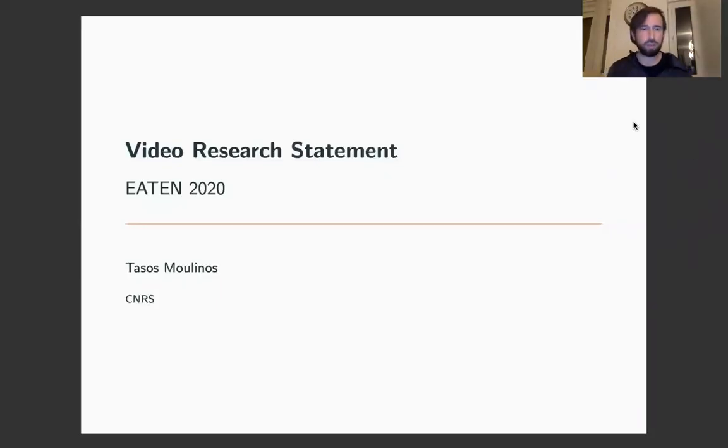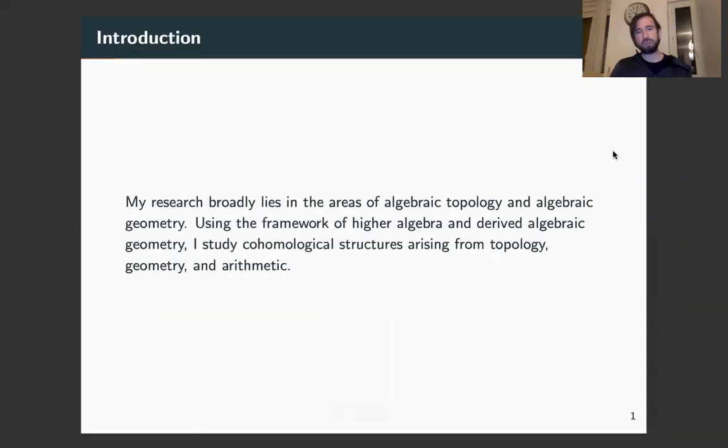My name is Tasos Moulinos, and I'm a postdoc at the University of Toulouse, currently working with Bertrand Toën. My research broadly lies in the areas of algebraic topology and algebraic geometry. Using the framework of higher algebra and derived algebraic geometry, I study cohomological structures arising from topology, geometry, and arithmetic.